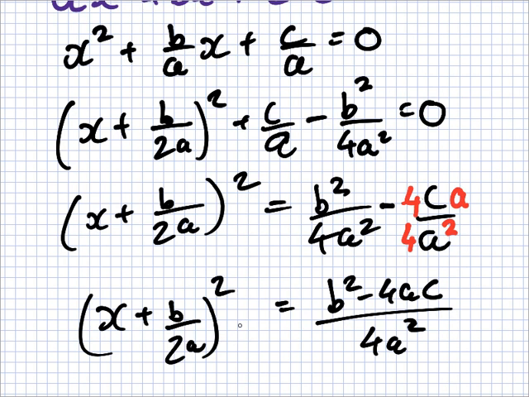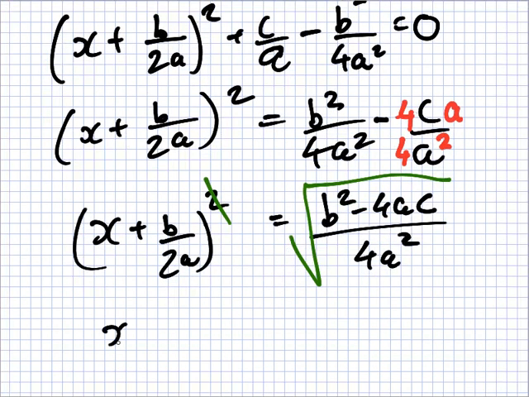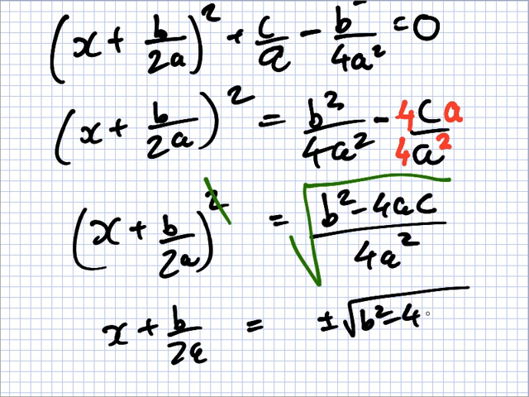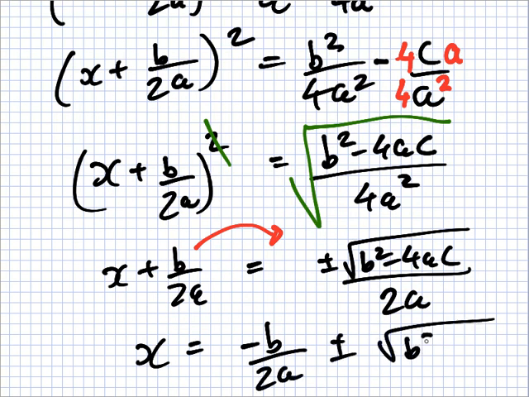Square root is the next thing. So I'll cancel that and put in a root. So now I have x plus b over 2a equals plus or minus square root b squared minus 4ac all over root of 4a squared, which is 2a. So now I'll take this over to the right. I get x equals minus b over 2a plus or minus square root b squared minus 4ac over 2a.